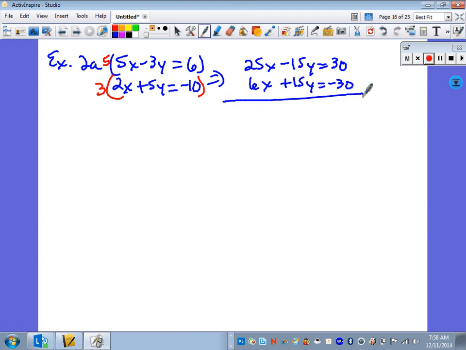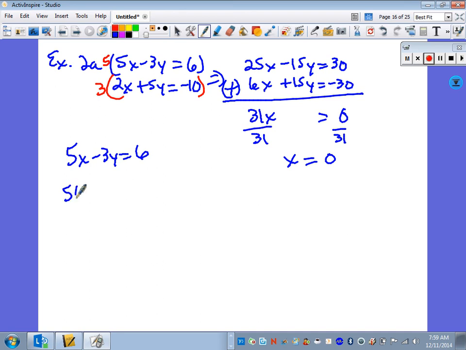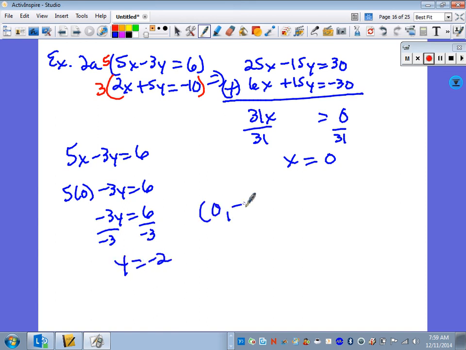Okay? So when I add those two together, I'm going to get 31x. This falls out, but notice this falls out too, so I have to put something, so I have to have 0. Divide both sides by 31. X is 0. Now I'm going to substitute it back into one of the two equations to get y. So what I'm going to do is I'm going to use the 5x minus 3y equals 6. So 5 times 0 minus 3y equals 6. Negative 3y equals 6 because 5 times 0 is just 0. Divide both sides by negative 3. So you're going to get y equals negative 2. So my ordered pair is 0, negative 2.